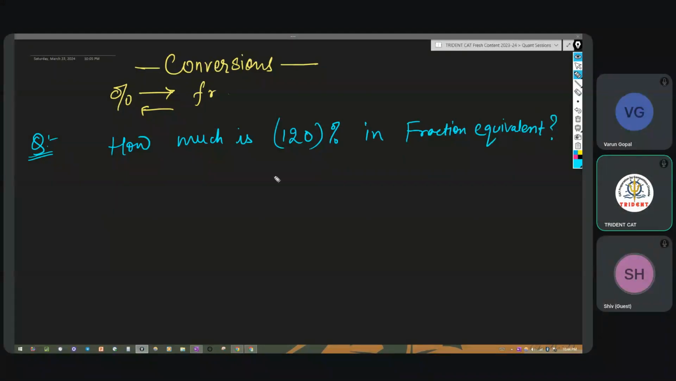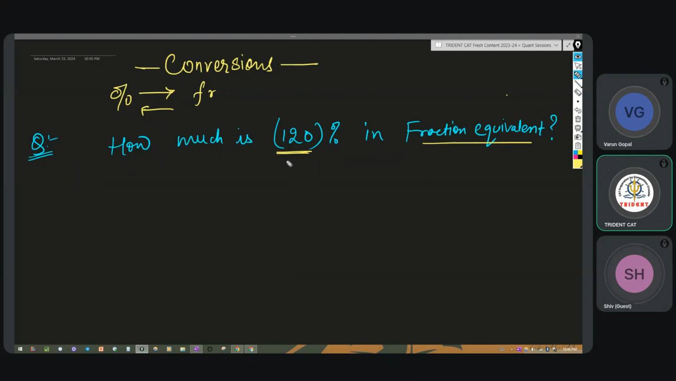I will give you some time to think, 2 to 3 minutes. How much is 120 percentage in fraction equivalent? If I tell you that, I'll basically be answering the question for you. Yeah, it's equivalent: 12 by 10, 6 by 5.